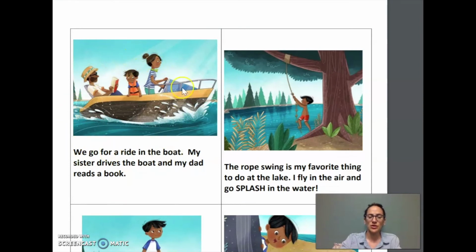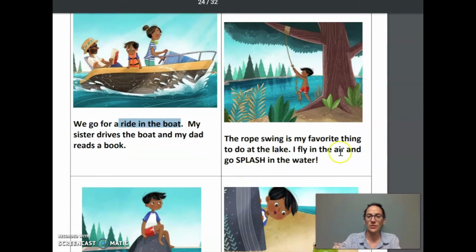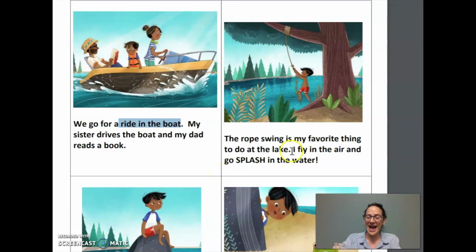Look at this picture. What is something I can do at the lake? Yes, I can say, I ride in a boat. That's an action. What can we say here? I can say, I fly in the air and go splash in the water. I can even say, on a rope swing.